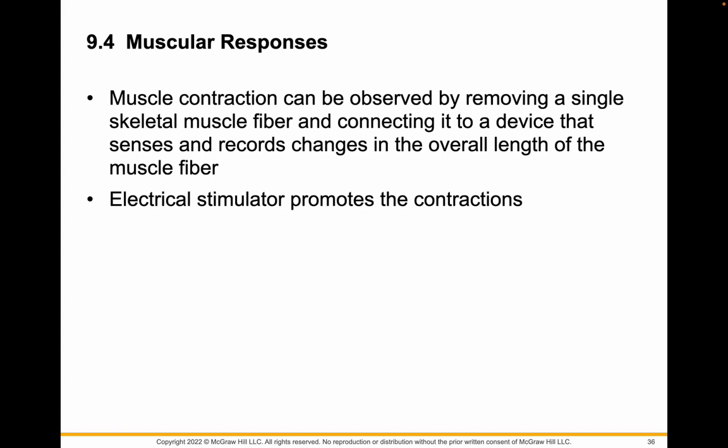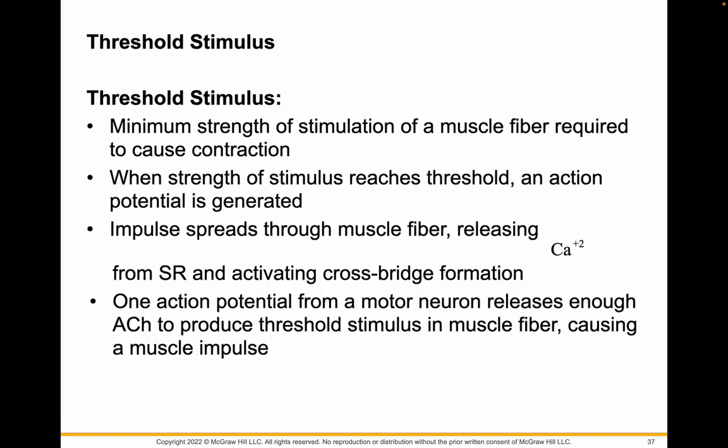All right, so muscle contraction can be observed by removing a single skeletal muscle fiber, one cell, and connecting it to a device that records these changes in a muscle fiber. And this is actually a lab you're going to do, so I'm not going to focus too much on it because you'll learn it in your lab. But the threshold stimulus is the minimum strength of a stimulation that a muscle fiber needs to cause a contraction. When it reaches threshold, the action potential is generated, and once you have that action potential that goes down the T-tubule, you'll do all the steps to end up making those cross bridges.